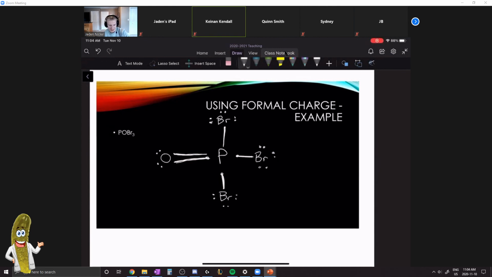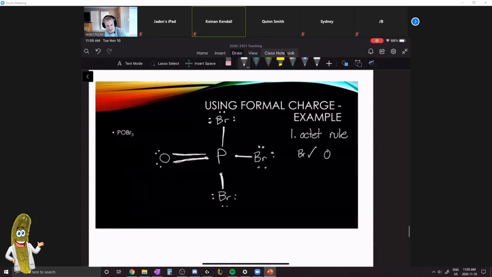So first thing I'll check is the octet rule. My BRs look fine. I've got 6 dots and a bond, so 8 total electrons. My oxygen, I have 4 dots and 2 bonds. Again, that would equal 8 electrons, so that one's fine. And then my phosphorus, I don't really care if it makes or breaks the octet rule. We see we have 5 bonds or 10 surrounding electrons, so as far as we're concerned, that one's fine.